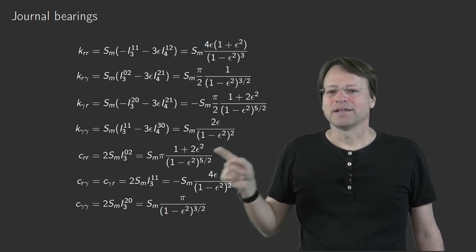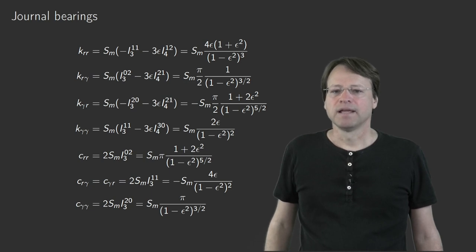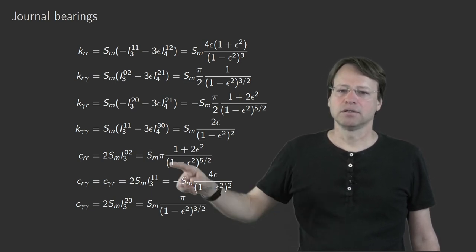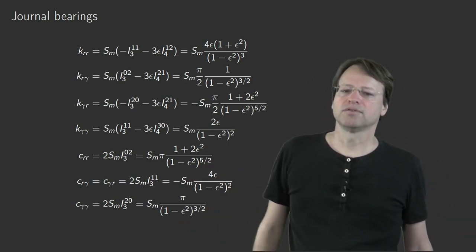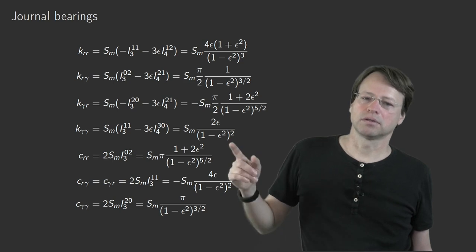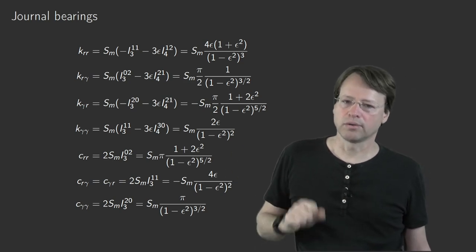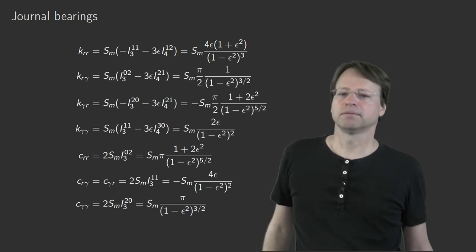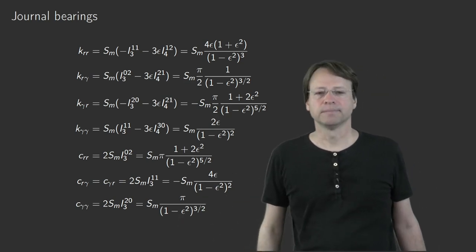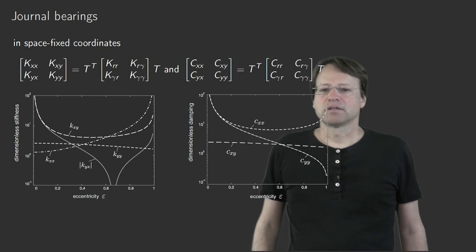If you look now at the damping coefficients, for the damping coefficients, things are much better. This one will go to infinity. This one will also go to infinity with SM. So, very strong diagonal terms, and the off-diagonal terms will be weak and of the same sign. So that's okay. Let's have a look at some figures.